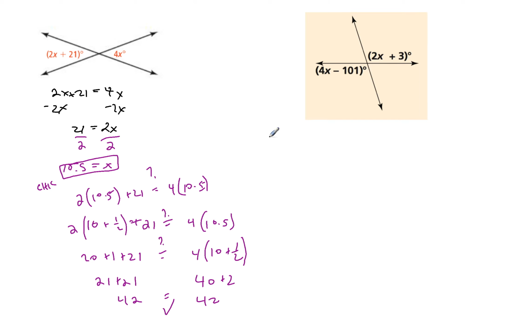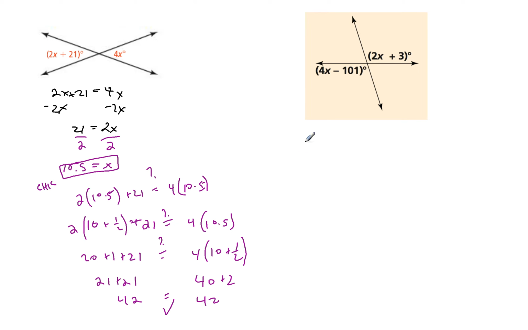Why don't you put your player on pause, try to do this problem, and hit play when you are done. And let's check our answers. Okay, so here we go. These are vertical angles, and we need to solve for x.